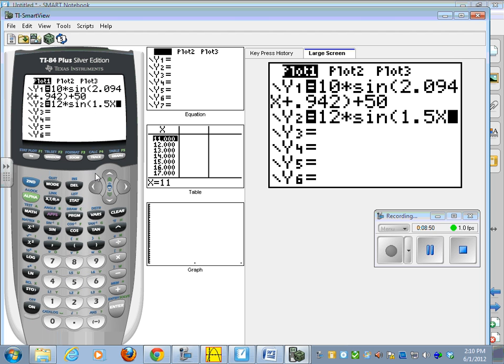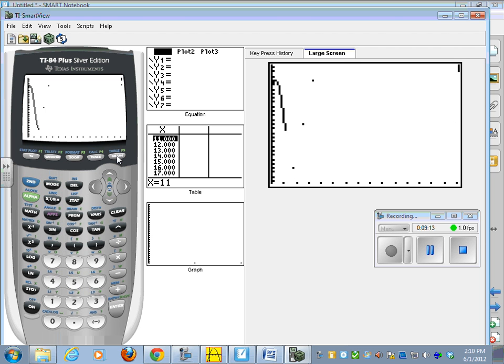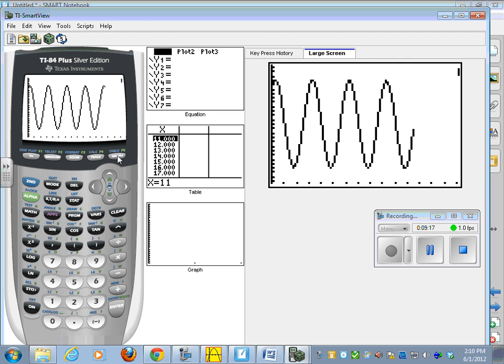1.5 x. Now what about the 0.942? Should I leave that the same? Yes. Remember, that's the C. That's the one that just sort of moves the whole thing sideways, right? So let's leave that as plus 0.942. And my D, I'm going to leave the same, my midline, right? Okay, so there's my first graph. Will the second one be higher and more scrunchy? Sure.